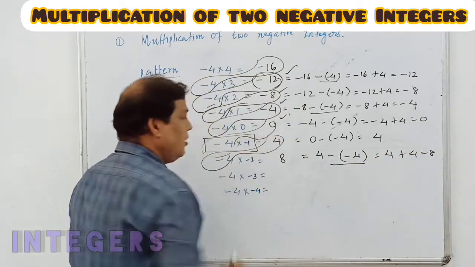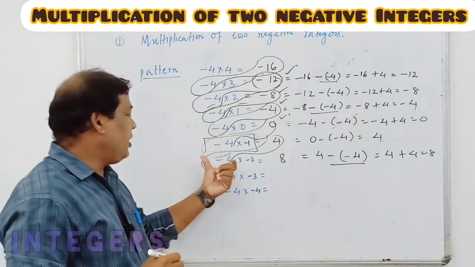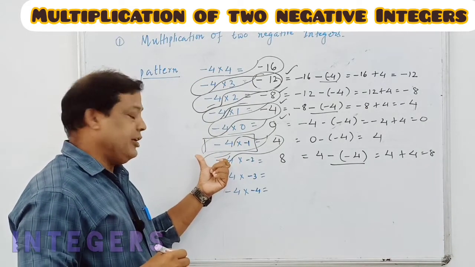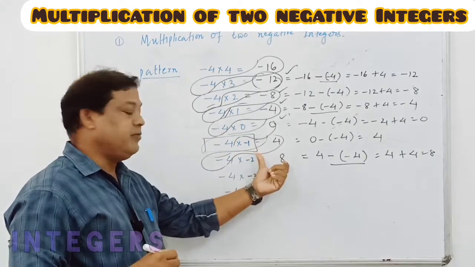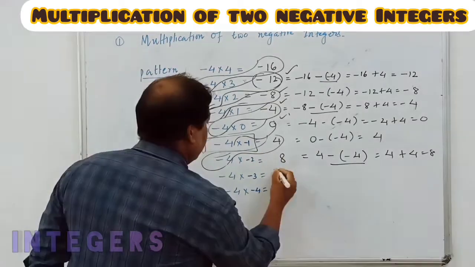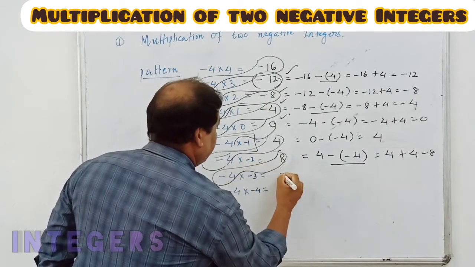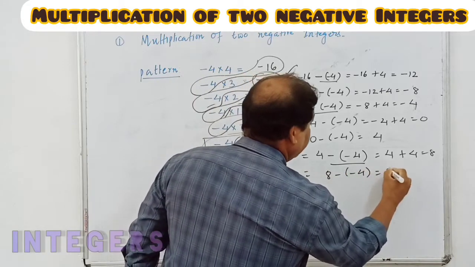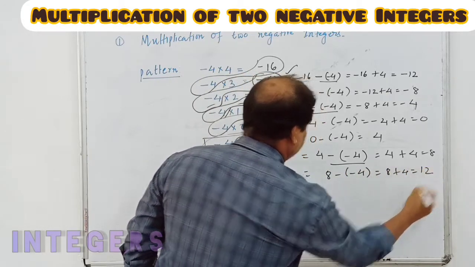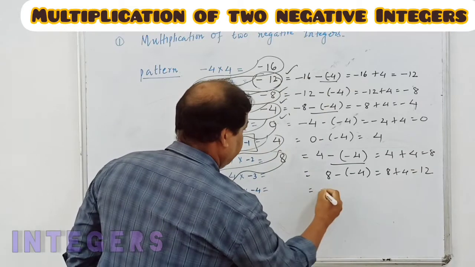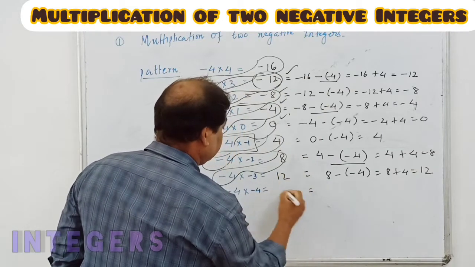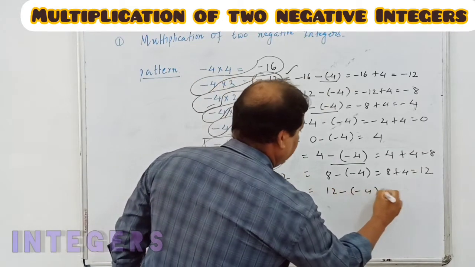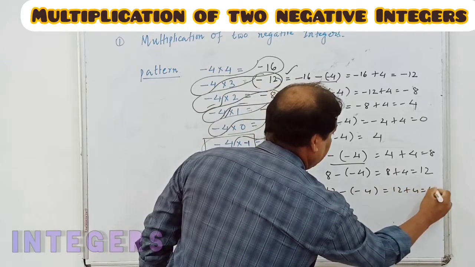So here is the 8. Here also, the negative integer becomes a positive integer. Now we will see 8 minus, then minus 4, that is 8 plus 4, so that is 12. Here 12 minus this minus 4, 12 plus 4, that is 16.